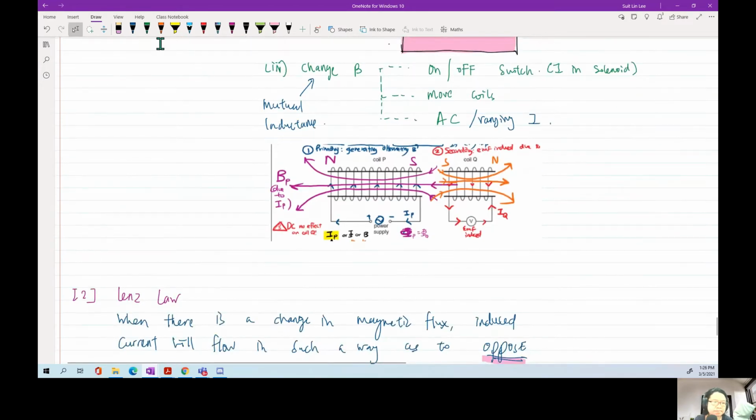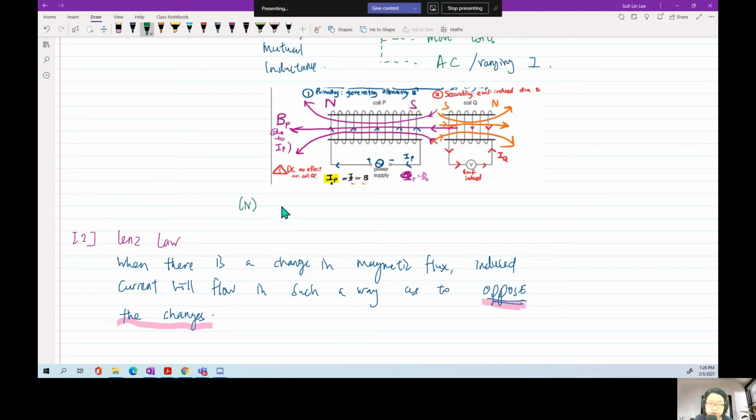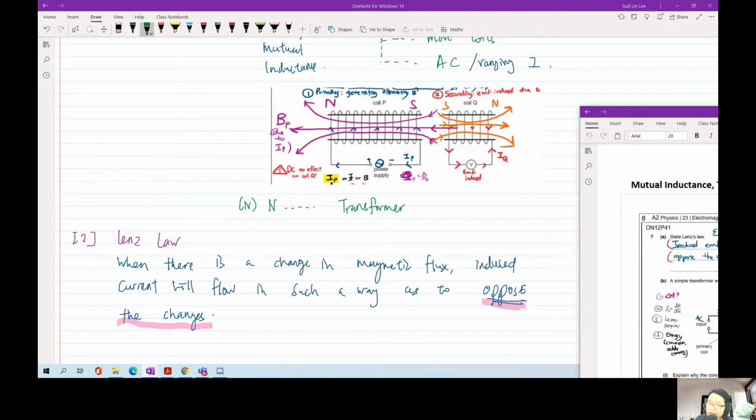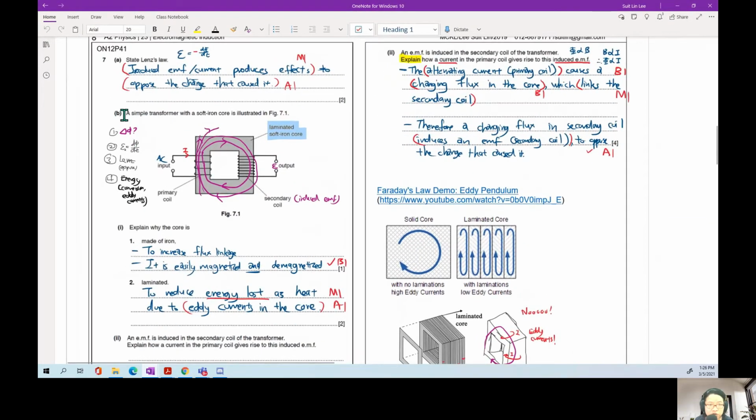We missed N. N looks a lot like a transformer. From the perspective of N, it is the transformer. A transformer is a direct application of mutual inductance, meaning you should be able to explain what causes a transformer in the first place. You can watch the explanation that we have recorded from ON12 paper 41.